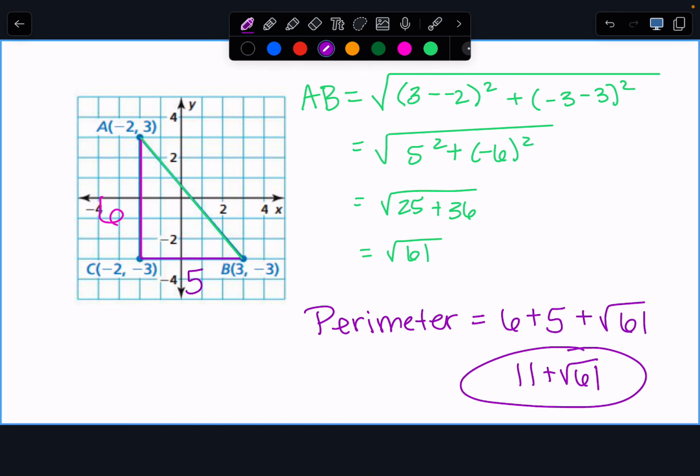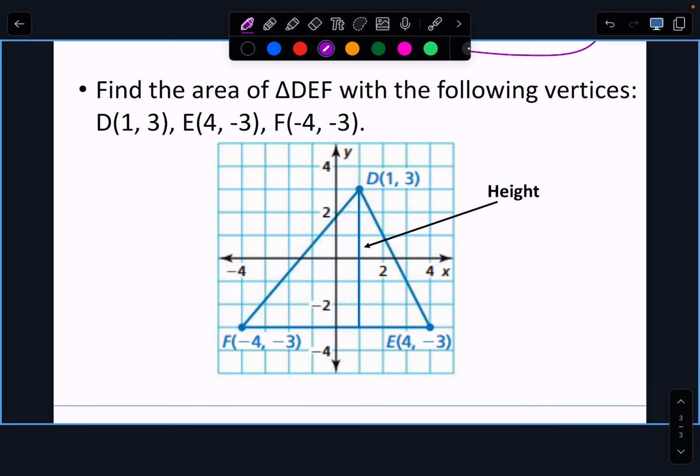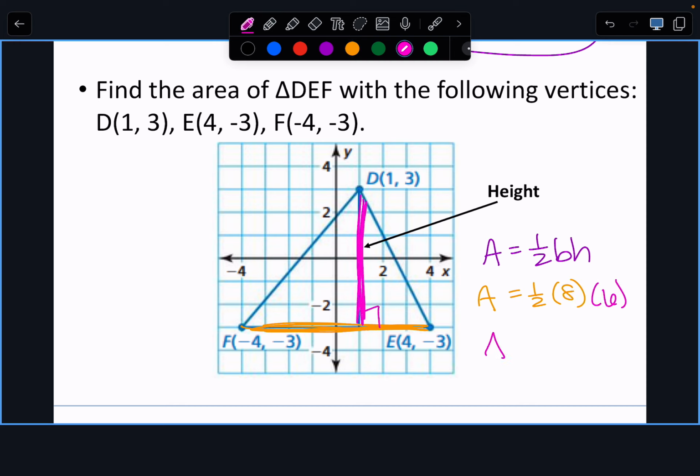Now, you will also be asked to find the area of a triangle. So let's just talk about this. The more you talk, the more I'm going to keep you after the bell. The area of a triangle is 1/2 base times height. Here's the base. How long is it? 8. That's right. And what is the height? So we have an area of 24 units squared.